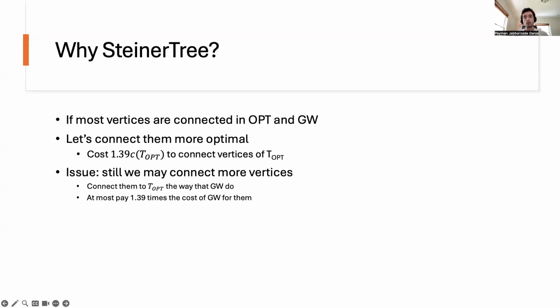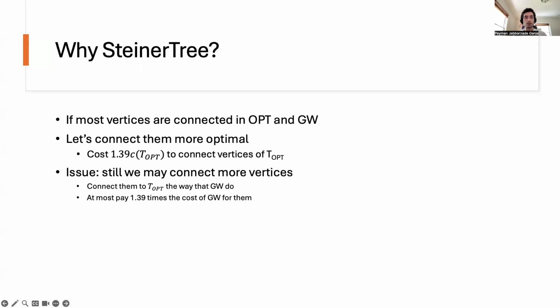Now we want to see why we need to use the Steiner tree algorithm. If most of the vertices are connected in the optimal solution and also in the Goemans-Williamson algorithm they were live vertices at the end, so they were connected to the root and we didn't use all of their color, then in this case we can try to connect these vertices more optimally than Goemans-Williamson, because Goemans-Williamson has cost 2 times the optimal solution. We use the best STOC24 algorithm and connect all live vertices with 1.39 times the cost of the optimal solution. So for the vertices that are in the tree of the optimal solution, we only pay 1.39 times the cost of the tree of the optimal solution to connect them.